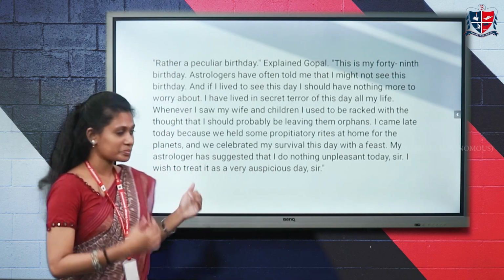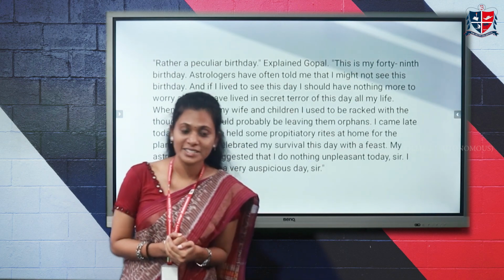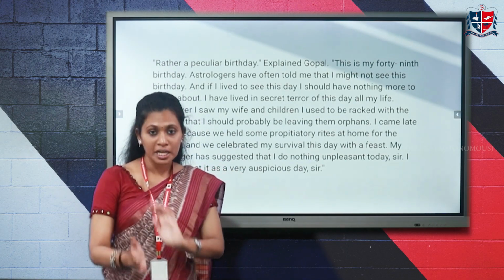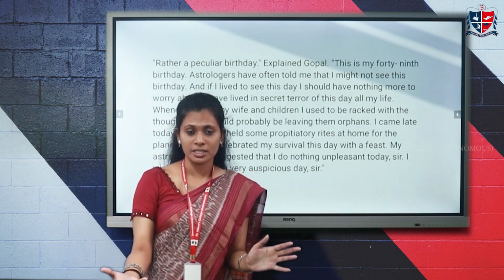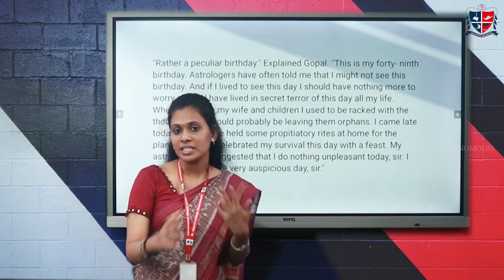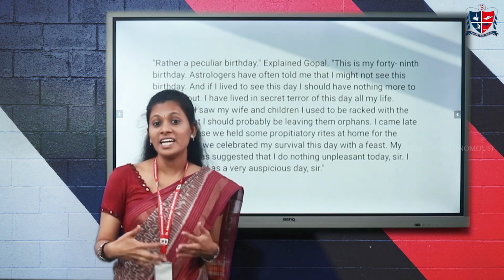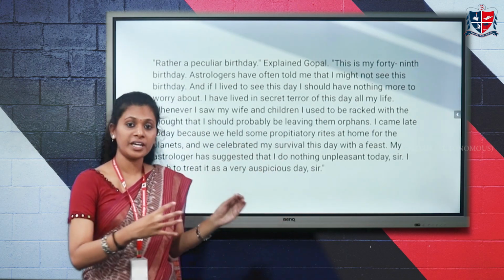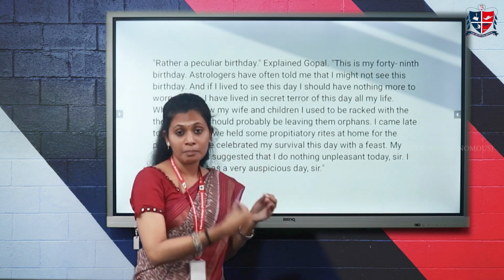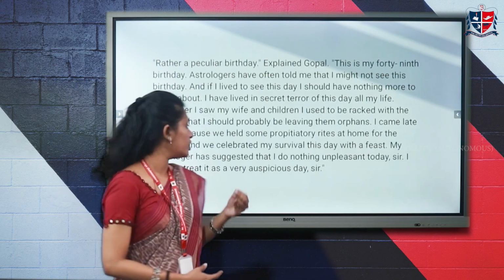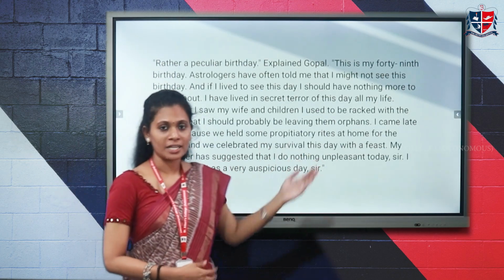So again, what Gopal says is, today it's a very particular auspicious day. It's my 49th birthday, and many of the astrologers have said that I would not see this day, that I would die on this day. An accidental death would happen. But today I lived. So that's why I became late, because today we had some particular rituals. I had a special ceremony with the astrologers.